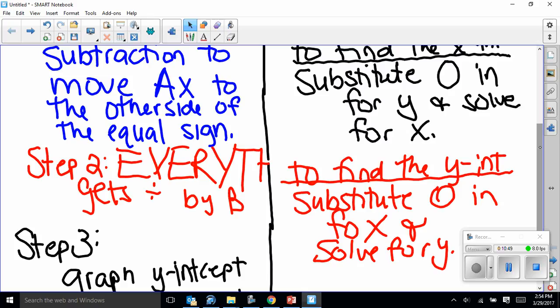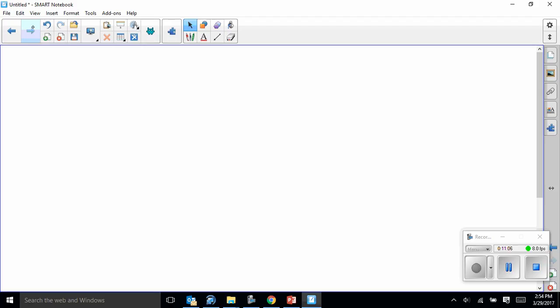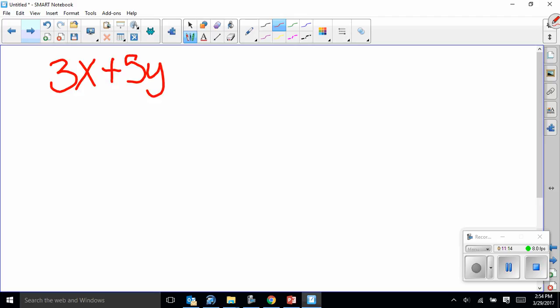All right, so open up on the inside. We have two graphs, right? So we are going to solve this. The first one, we're going to use method 1. And then on the other side, we're going to use method 2. So we have 3x plus 5y equals 15, correct?